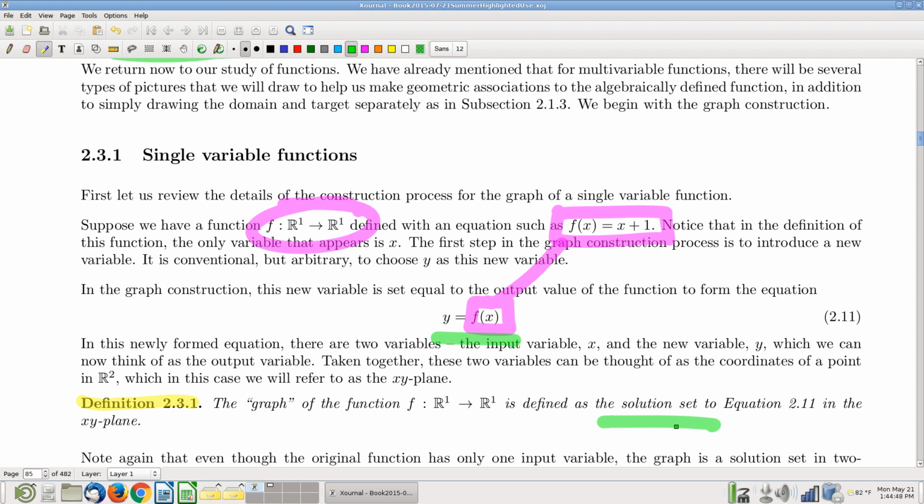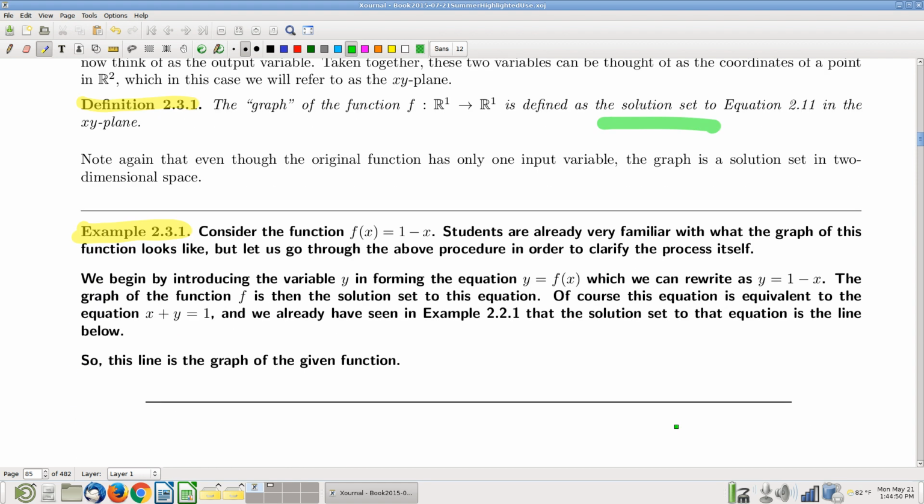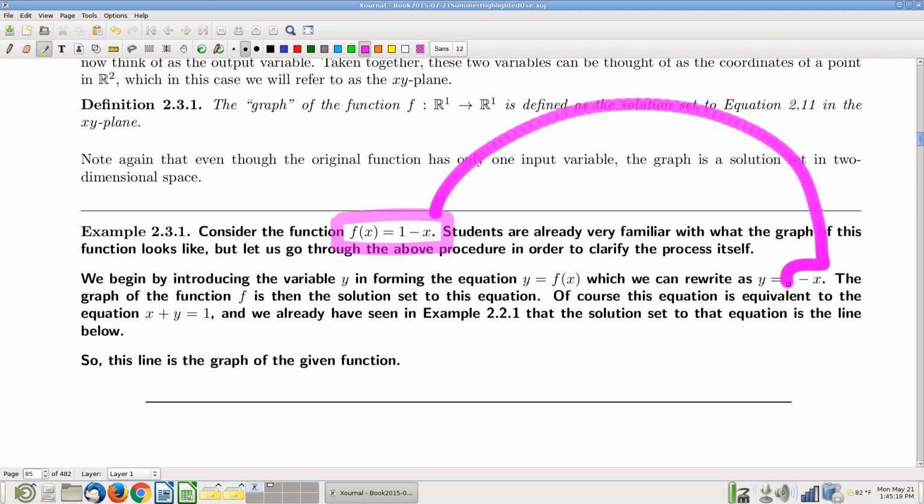Okay, let me show you the process. For example, here's a function, a single variable function. F of x is 1 minus x. Now, y'all know what the graph looks like because y'all had an Algebra 1 class and y'all have been through this process of memorizing all the formulas for mx plus k and all that business, right? But let's slowly and carefully, methodically, go through the graph process. Step 1, take the value of the function, set it equal to a new variable, y.